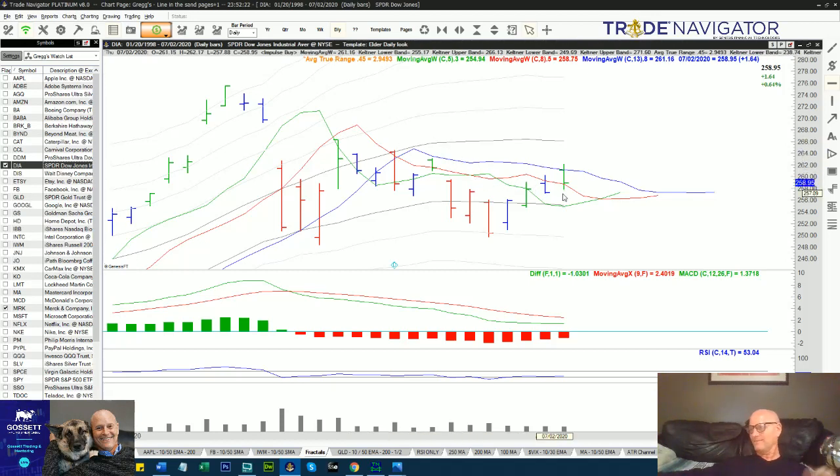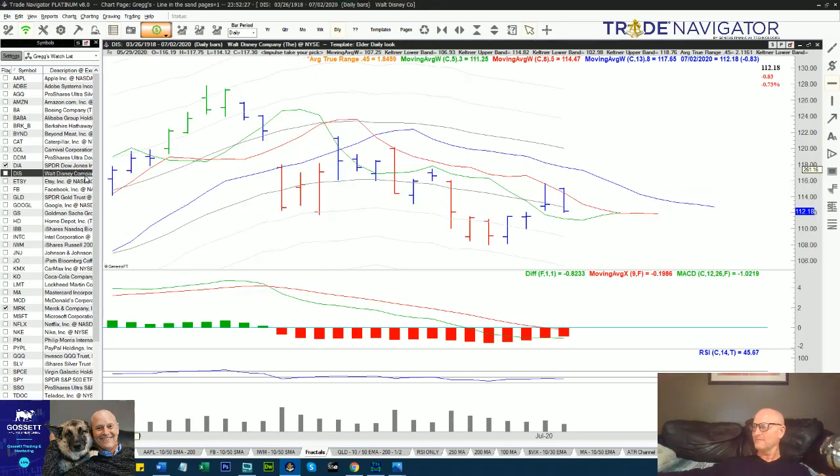A little bit. We'd need two more days to the downside, then a rally. Walt Disney, again, the moving averages, they're spread out, they're not intertwined. So anyway, I hope that helped.